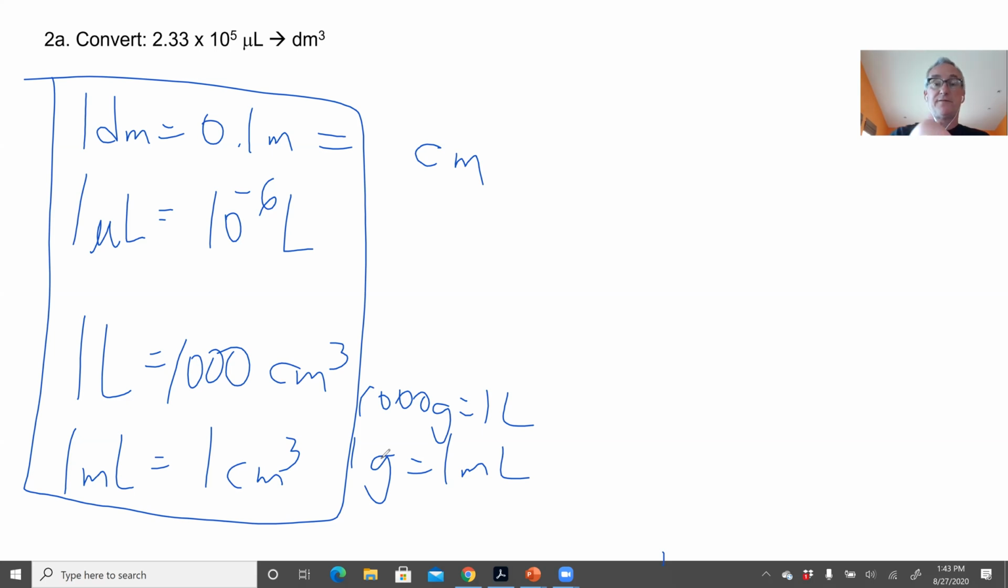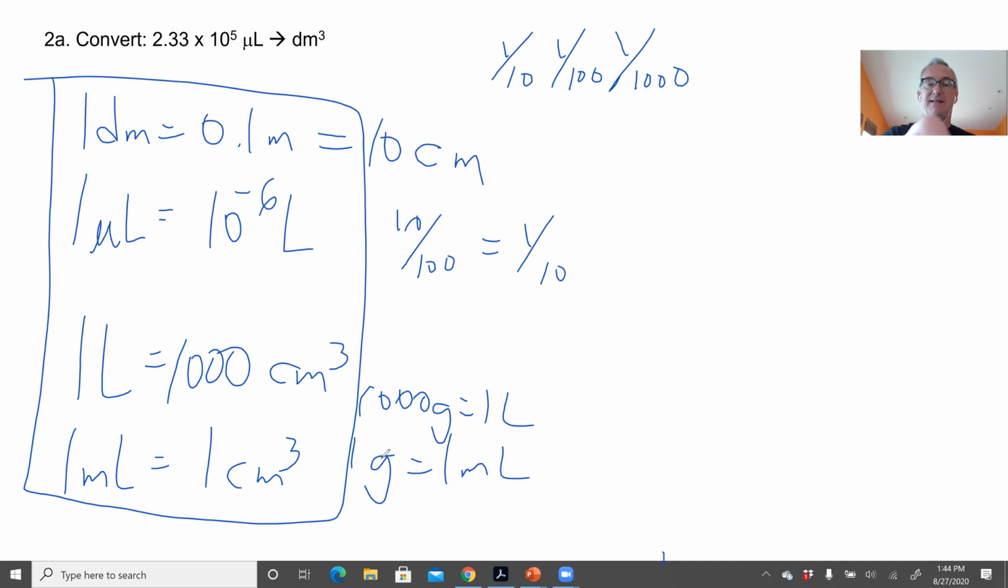10. 10, that's right. Because deci means 1/10, and centi means 1/100. And milli is 1/1000. So there must be 10 centimeters. 10 divided by 100 is equal to 1/10. So there must be 10 centimeters in 1 decimeter. So 1 decimeter cubed is also equal to 10 centimeters cubed.